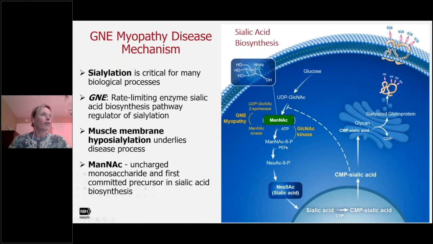Another fact is that if you have mutations or a not very well working ManNAc kinase enzyme, because of mutations in this kinase part of GNE, you can still make enough ManNAc 6-phosphate and sialic acid, because there's another enzyme in the cell, the so-called GlcNAc kinase, that can take over. And it's been shown in the literature that GlcNAc kinase can convert ManNAc to ManNAc 6-phosphate.